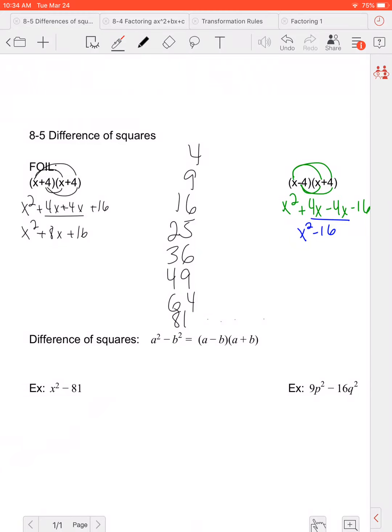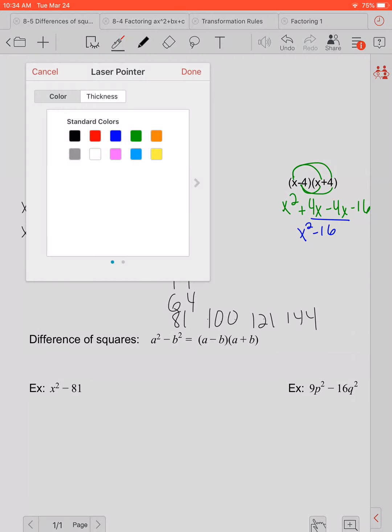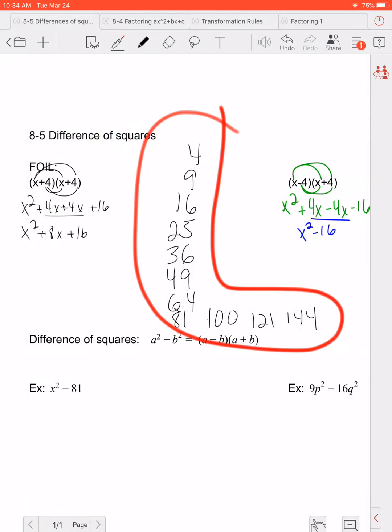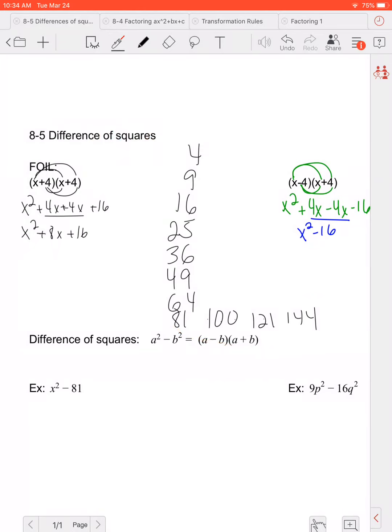So if you don't have these memorized quite yet, and we should have them memorized up to 100, probably 121, and even 144. These should be recognizable to you as perfect squares, okay? So if you don't have those memorized, I would work on those while you're having some class time off, okay?